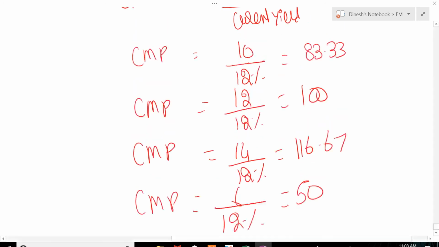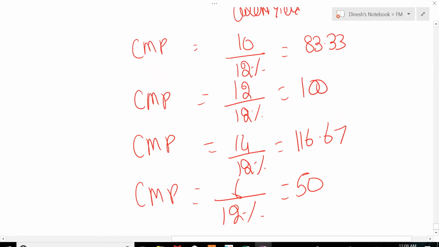Now complete this. Current market price 10 by 12%. This is not there in the question. 10 by 12% is the original scenario, and then the multiple scenarios.